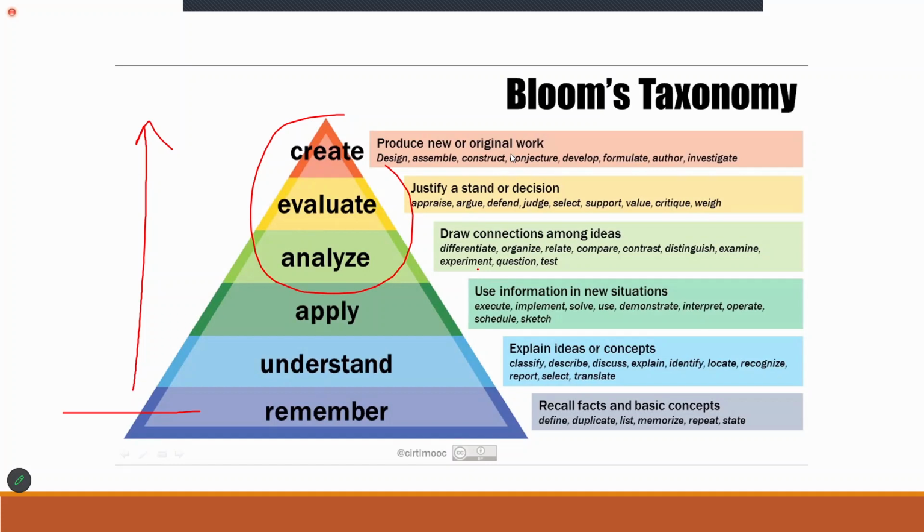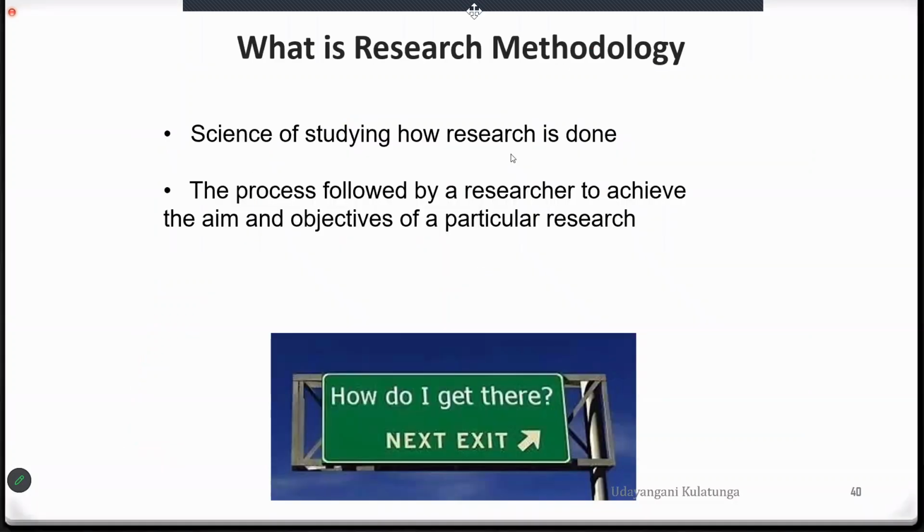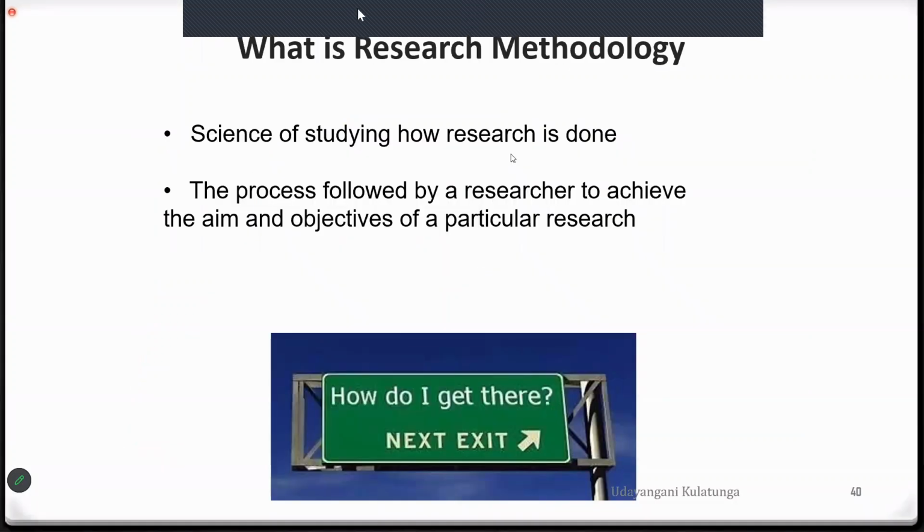Any questions regarding this part from the aim and objectives? Anyone?